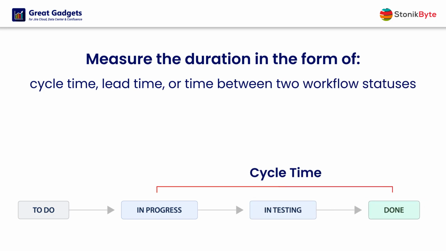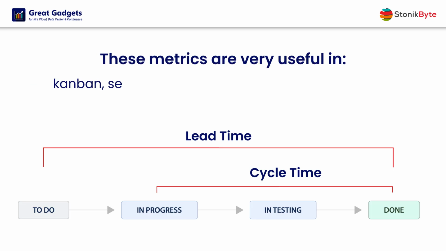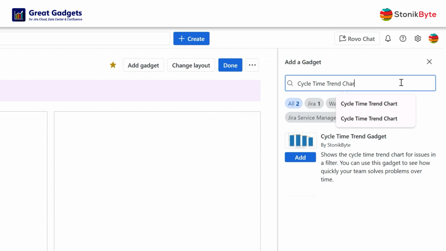Cycle time is the processing time between the moment your team started working on the item, and when they marked it as completed. Lead time is the time from when the work item was reported, to when it was delivered to the customer, so, the total time from the customer's perspective. While these metrics are critical in any Kanban project, they are extremely useful in Service Desk, ITSM, or any operational project. Let's see how this gadget can be configured.